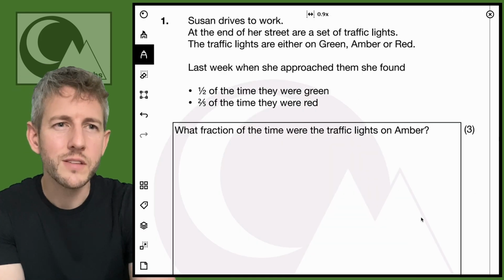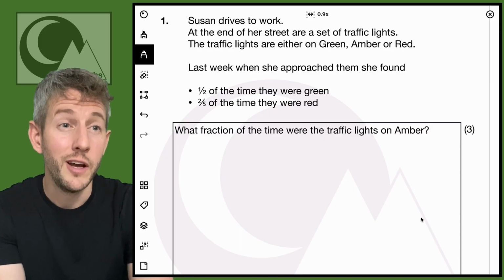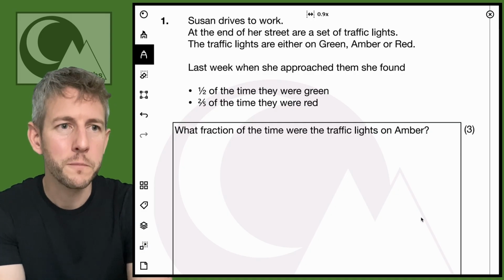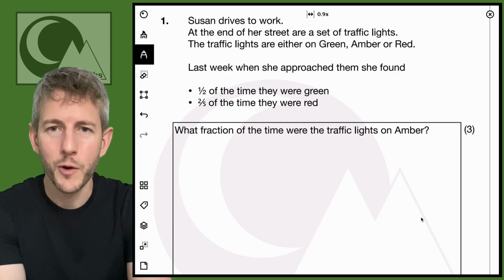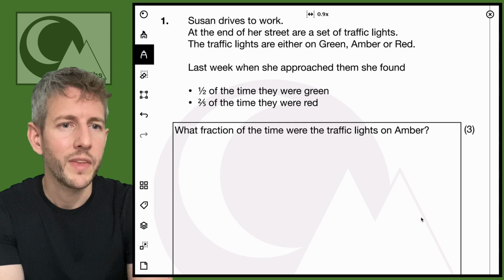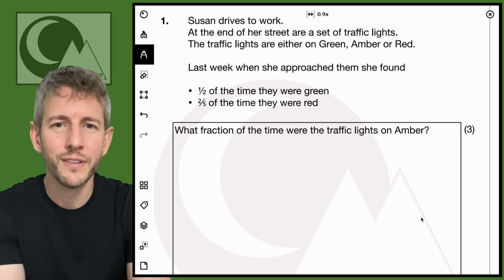So question 1 says, Susan drives to work. At the end of her street are a set of traffic lights. The traffic lights are either on green, amber or red. Last week when she approached them, she found that half of the time they were on green and 2/5 of the time they were on red. What fraction of the time were the traffic lights on amber?